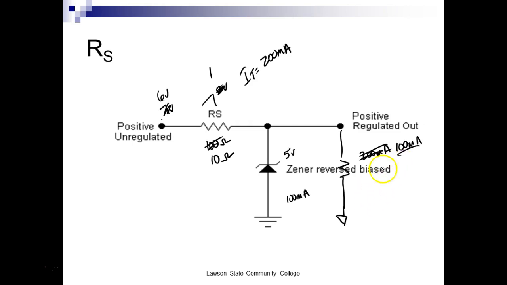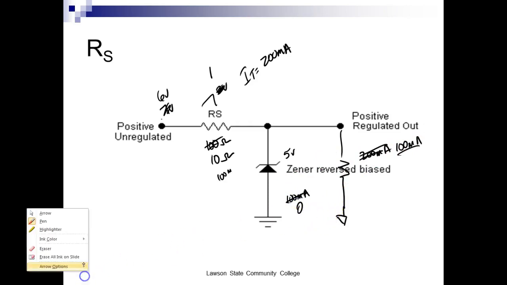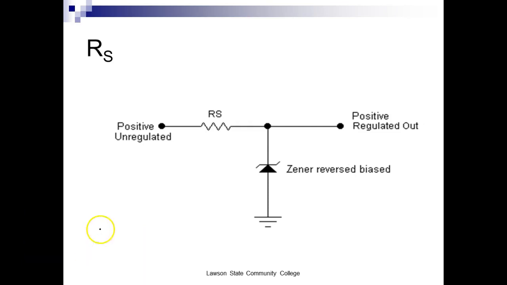Okay, 100 milliamps. So how much Zener current do we have? We just went out of regulation. How much Zener current do I have? 0, right? So let's go back and redo this. We're using Kirchhoff's law. So let's use a 10 ohm resistor, right?